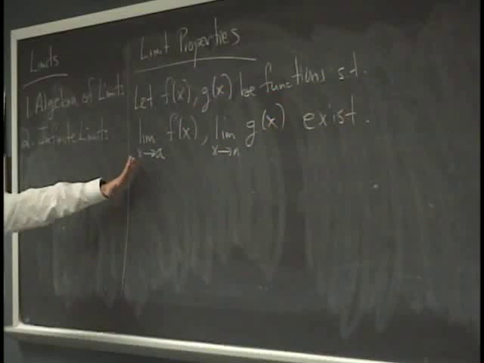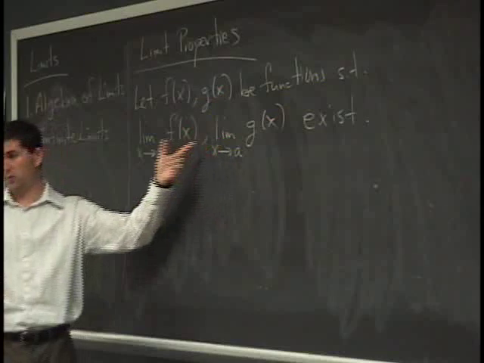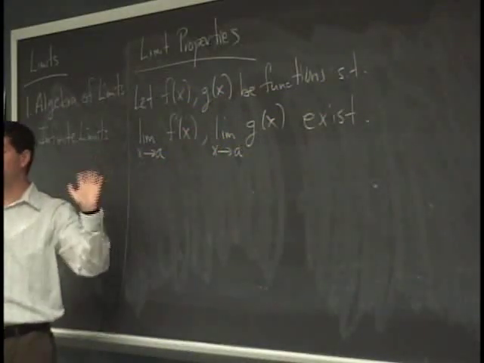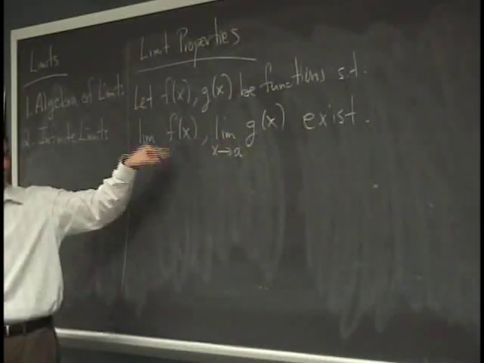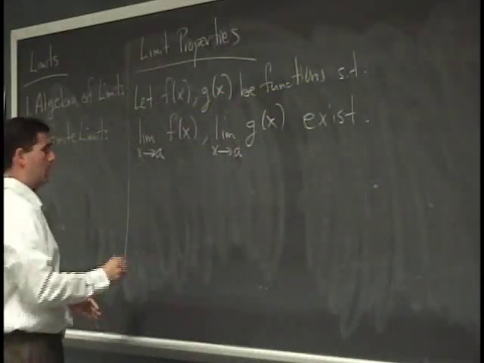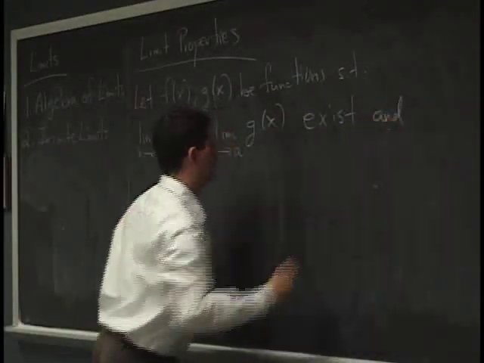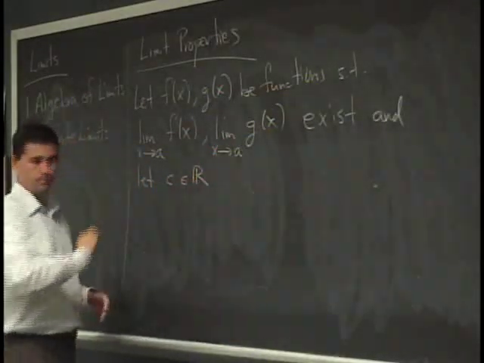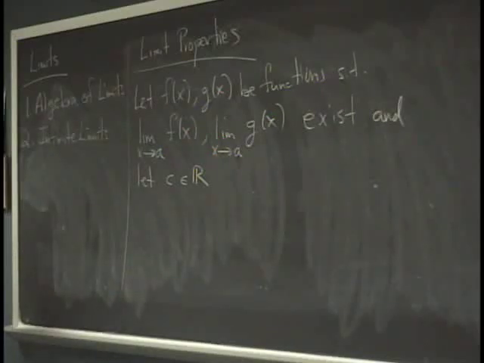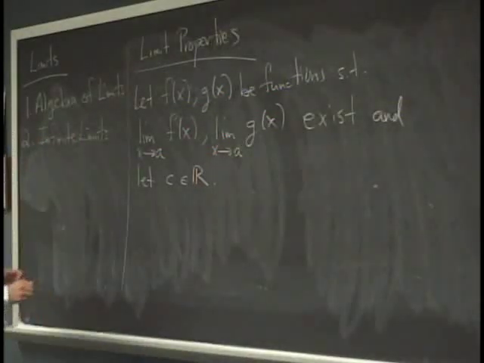Everything I'm saying here is going to be true whether I'm talking about two-sided limits, which is what I have, or whether I was talking about one-sided limits. But I'll just use two-sided limits to save the writing. And also, let c be some real number. I just choose some arbitrary real number. I don't care what it is. So these are our hypotheses.